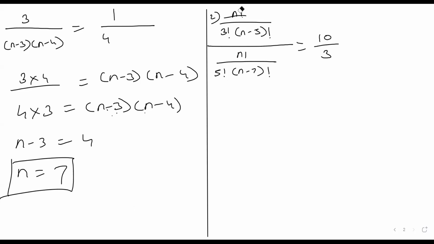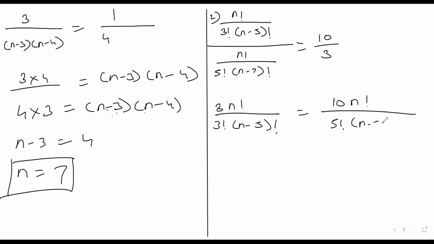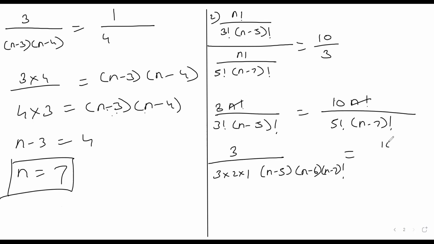Okay, before cancelling, let us cross multiply. That becomes more easy. So if I cross multiply, I'll get 3n factorial upon 3 factorial, n minus 5 factorial is equal to 10n factorial upon 5 factorial, n minus 7 factorial. N factorial will get cancelled. This is 3 upon 3 into 2 into 1. N minus 5 factorial, n minus 5 will become n minus 5, n minus 6, n minus 7 factorial is equal to 10 upon 5 factorial. It's 5 into 4 into 3 into 2 into 1.